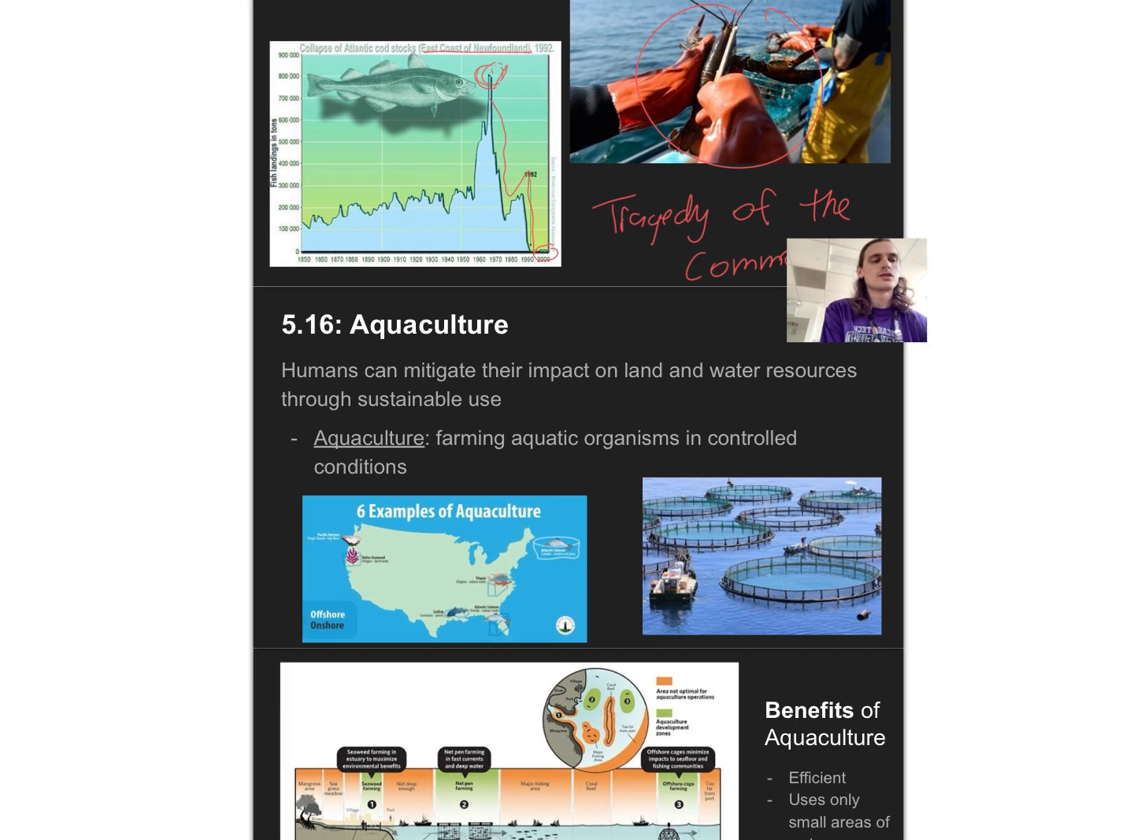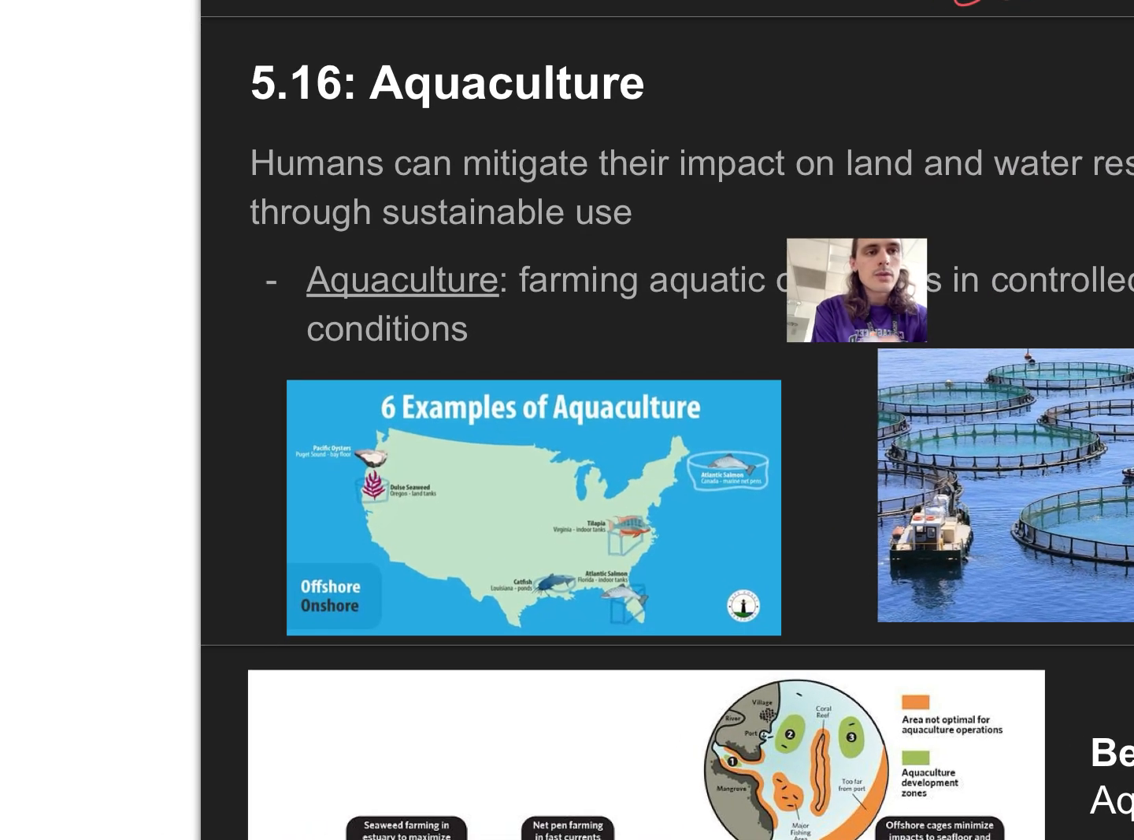5.16, aquaculture. So Jamon proposed to us this aquaculture plan, and we need to know that humans can mitigate their impact on land and water through sustainable use. So aquaculture is one example. Specifically, it's farming aquatic organisms in controlled conditions. You can see some examples here around the United States.